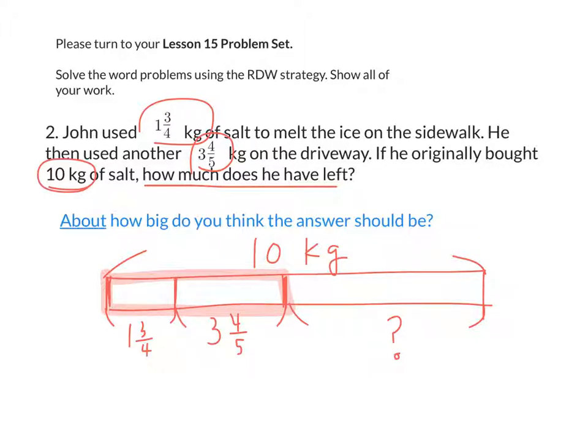Before you get started, let me ask you a question. About how big do you think the answer should be? Well, 1 3/4 is pretty close to what? 2. 3 4/5 is pretty close to what? 4. So this is pretty close to 2, and this is pretty close to 4. How much has he used up? 6. Yeah. Did he use more or less than 6? Because both of these we rounded up. So about how much do you think he'll have left? Around 4, right? So we want something around 4, maybe a little bigger than 4. So if you end up with an answer a little bigger than 4, you know you're probably right.